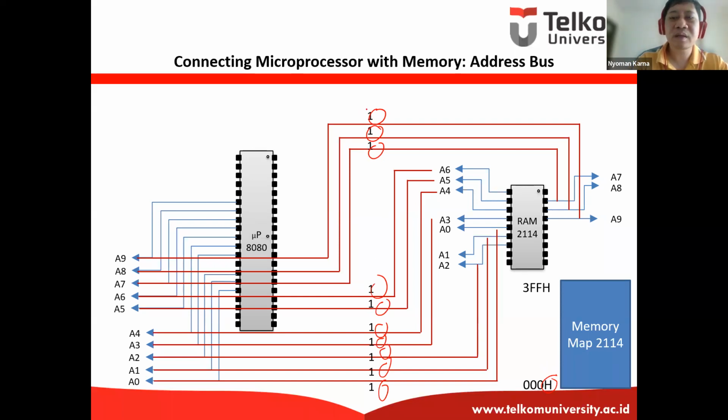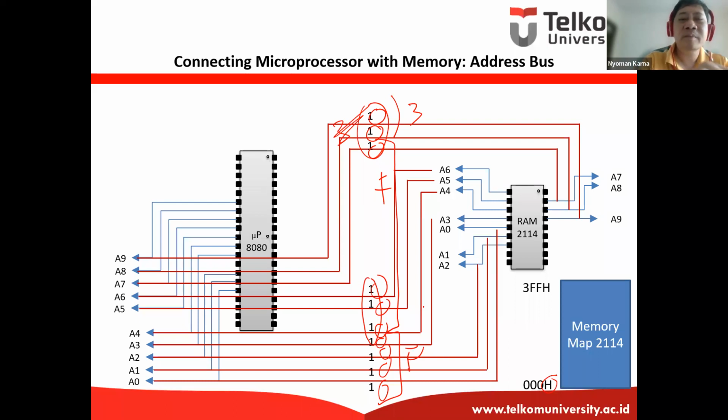Because this is 3, and this is F, and this is F. So 3FF. When everything becomes 1, then the address is 3FF.